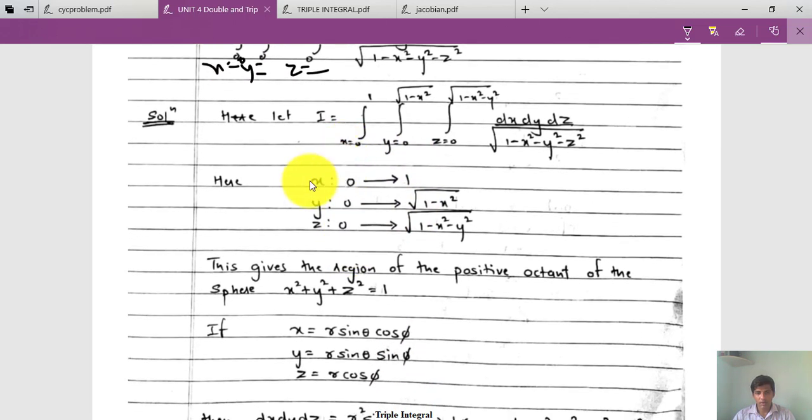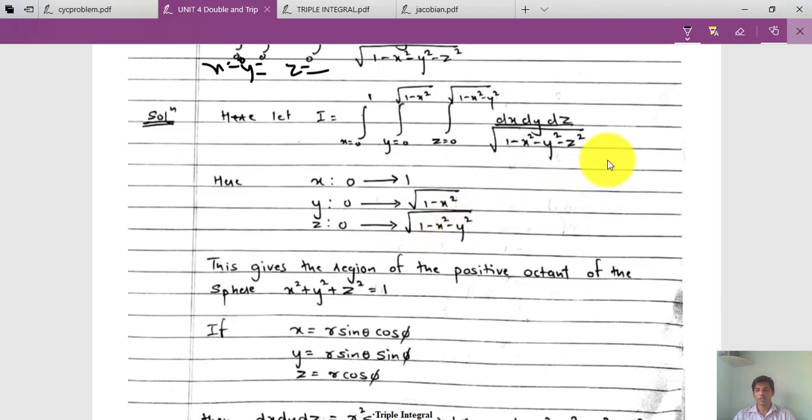So what is the value of x? The x value ranges from 0 to 1, which is constant, and I have written it here. What is the value of y? It is written as y equal to square root of 1 minus x square. And what is the value of z? The z value is 0 to square root of 1 minus x square minus y square.